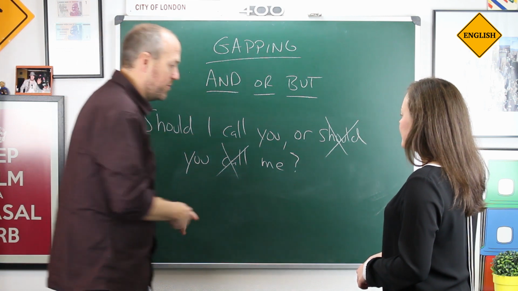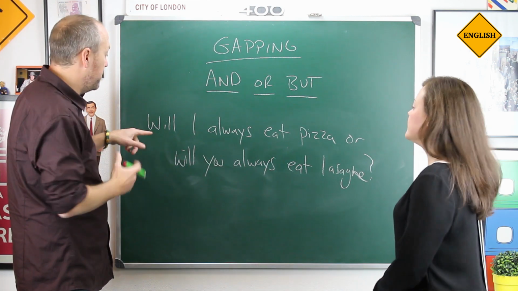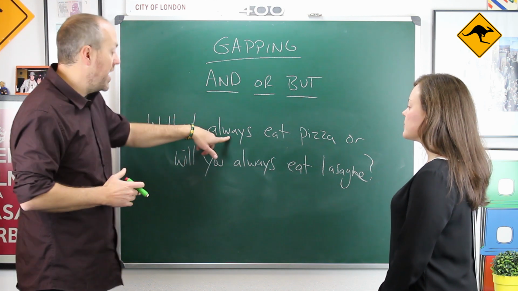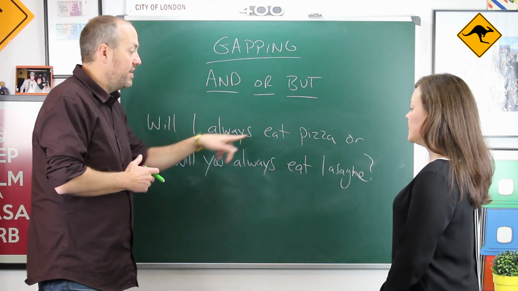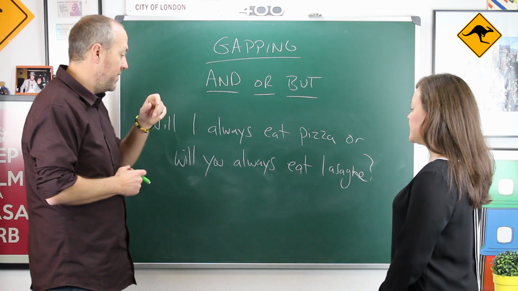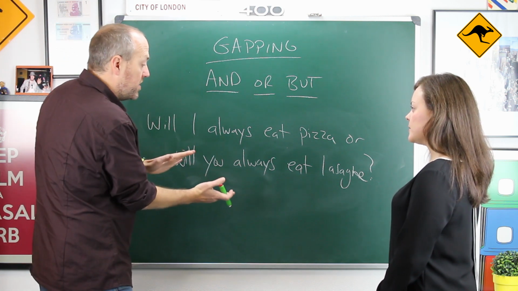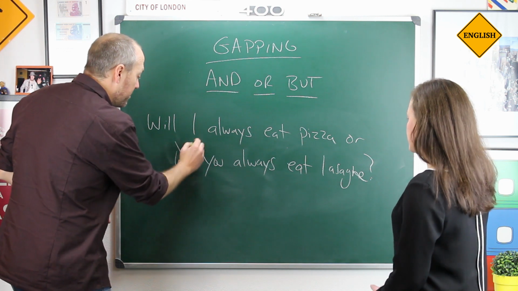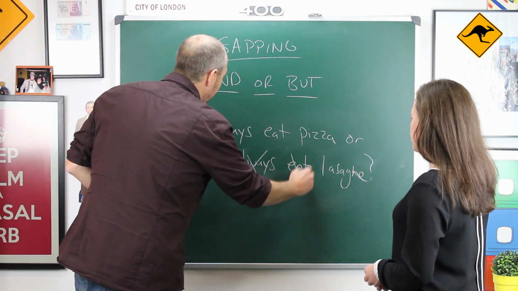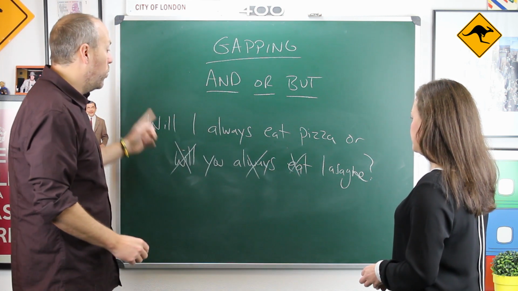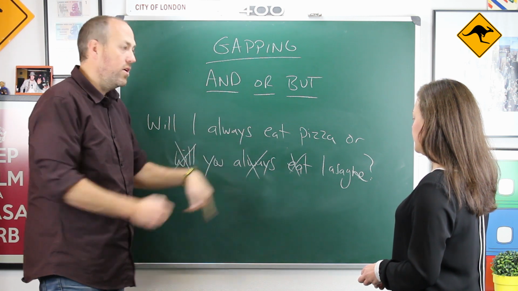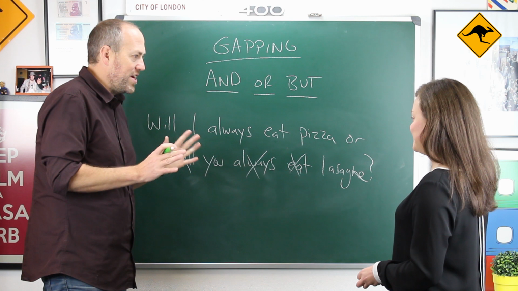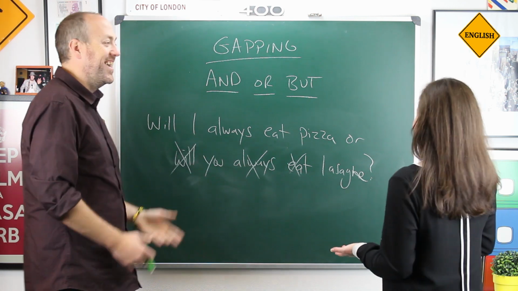One more example. We have will, the auxiliary for the future. We have an adverb, always, and then we have the verb eat. And again, in the second part of the sentence, we can eliminate everything that's identical. So will and always and eat. So will I always eat pizza or you lasagna? It's very strange, right? Yes, you lasagna.